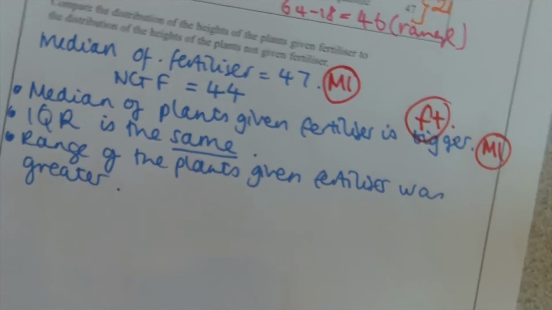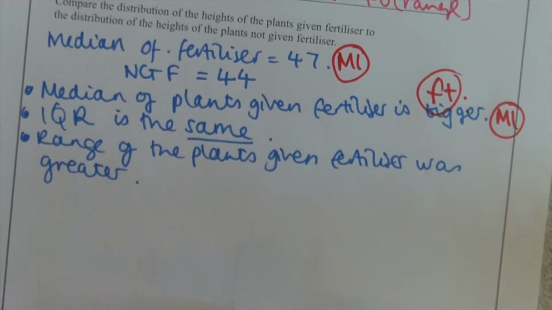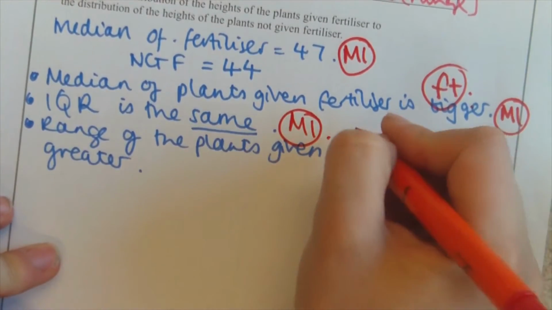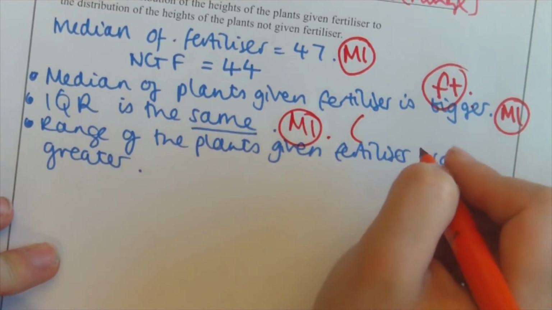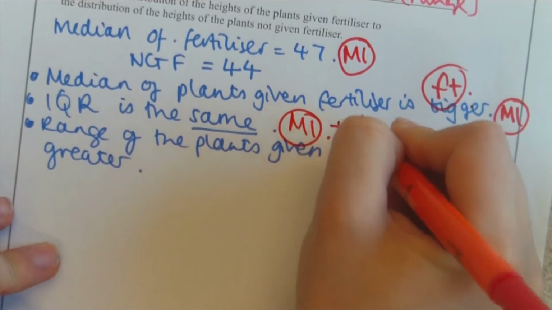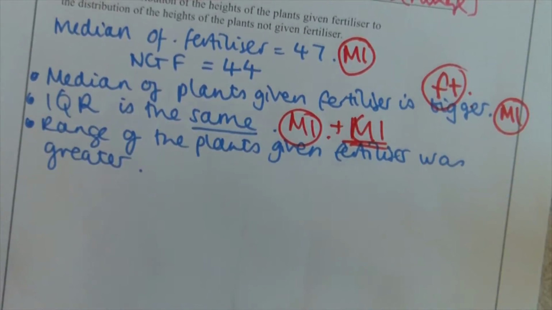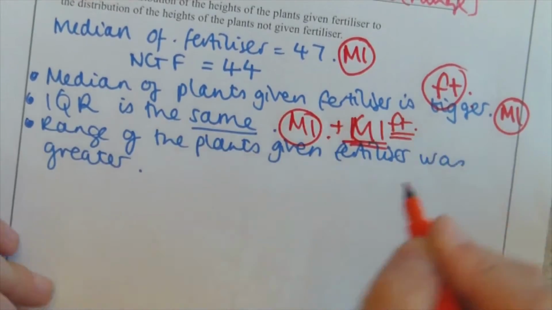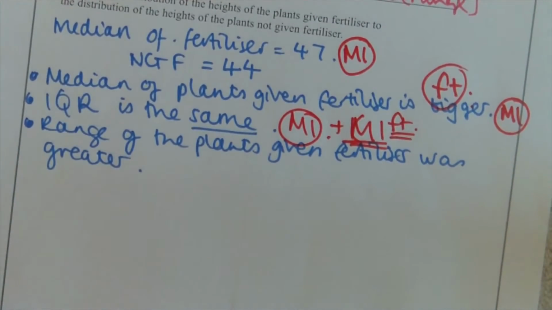So compare whatever you've worked out, you still get a mark. Your third mark would be for working out the interquartile range or the range. Again, you get a mark for making a comparison using that, which again can be a follow through, depending on what you've actually worked out.